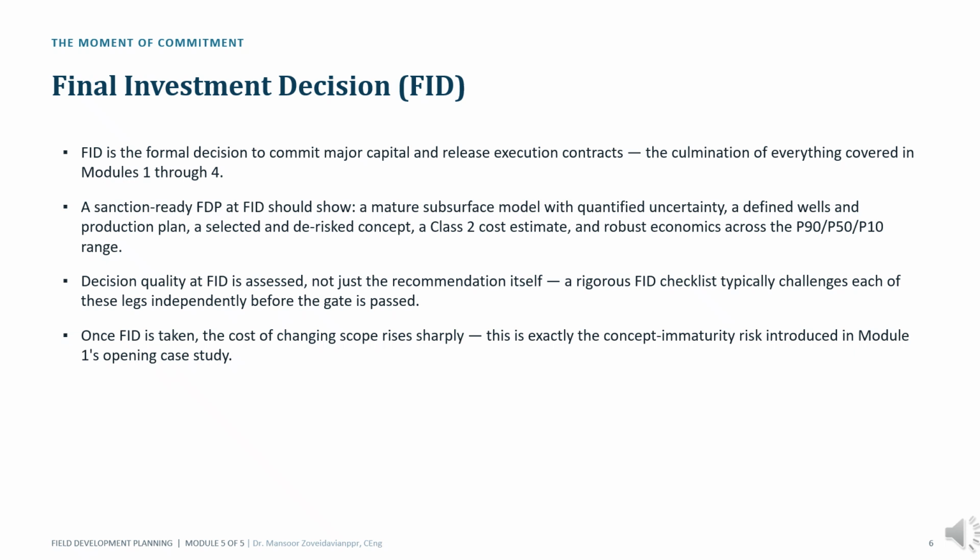This is arguably the most important gate in the entire FDP process. FID is the point where planning ends and major capital commitment begins. A sanction-ready project requires five integrated elements: a credible subsurface understanding, a robust wells and production plan, a selected and de-risked development concept, a sanction-grade cost estimate, and economics that remain attractive across uncertainty ranges.